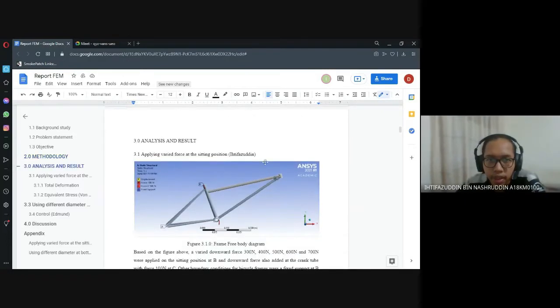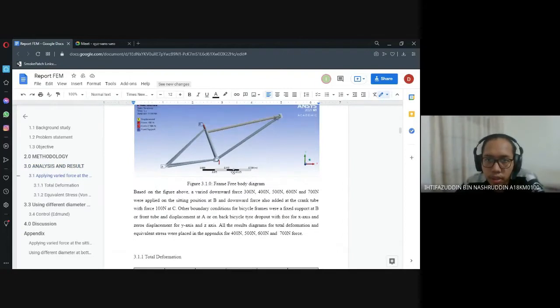Next is the analysis and results. The first case is applying varied force at the sitting position. In this case, I will add a force from 300 to 700 Newton at the sitting position at B, and the C force remains the same at 100 Newton. A has a displacement where X is free and Y and Z are 0, while D has a fixed support.